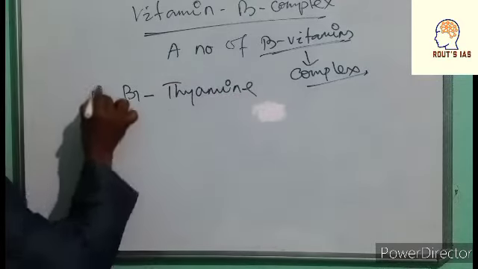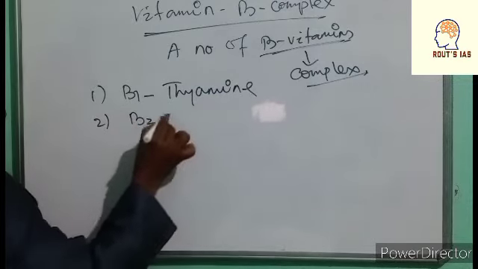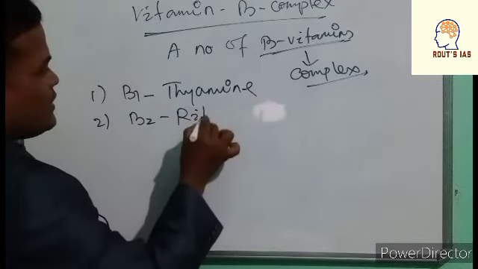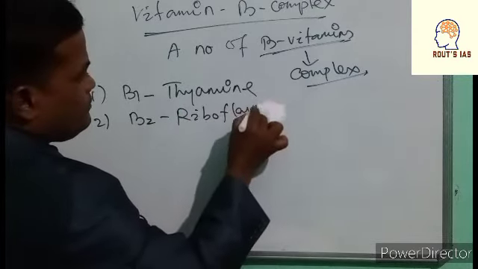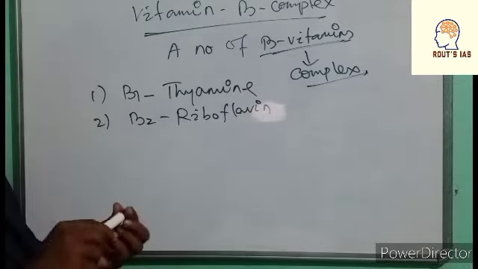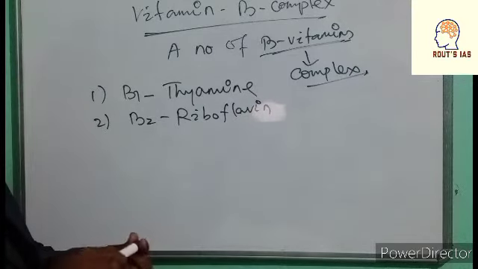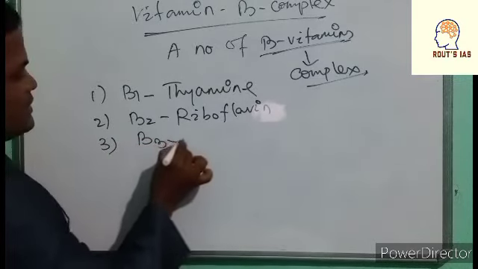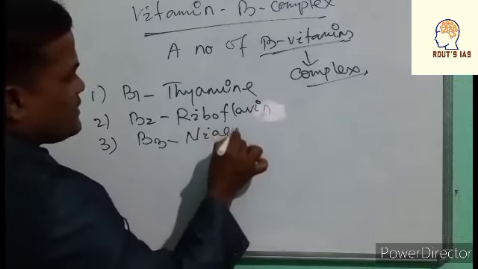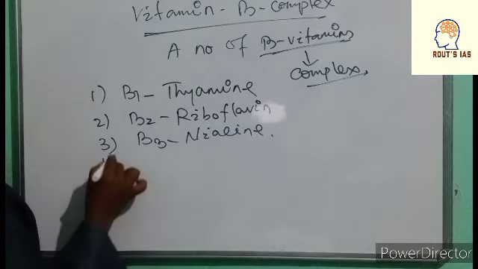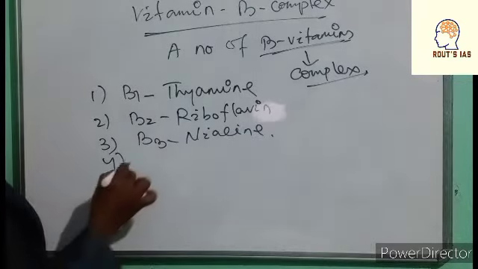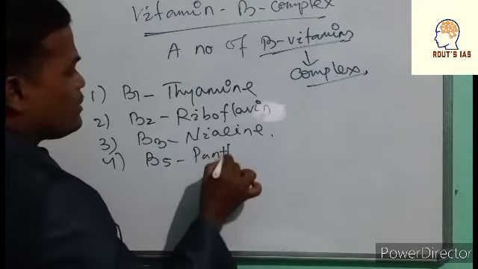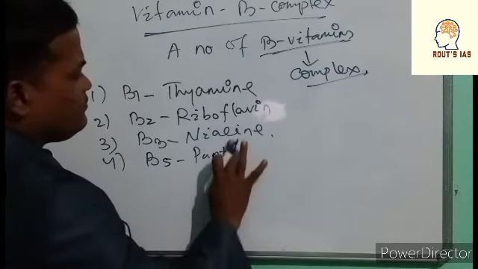Number 2 is your vitamin B2. Vitamin B2 is otherwise called riboflavin. Number 3 is vitamin B3. It is called niacin. Number 4, vitamin B5. It is otherwise called pantothenic acid.